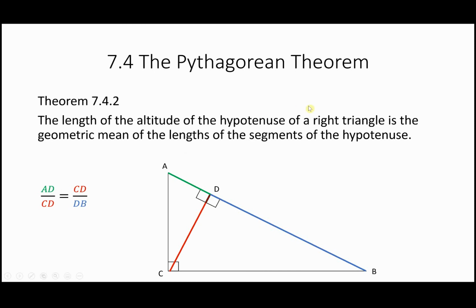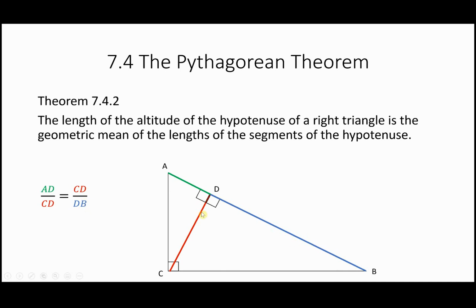So to say that the altitude is the geometric mean, it gets repeated in the two means positions, which are the bottom position, you could say, or the denominator of the left-hand side of the proportion, and the numerator, or top position, of the right-hand side of the proportion. The geometric mean, CD, which is the altitude, is the geometric mean of the lengths of the segments of the hypotenuse, which are AD, right here, that's one segment of the hypotenuse, and DB is the other segment of the hypotenuse.